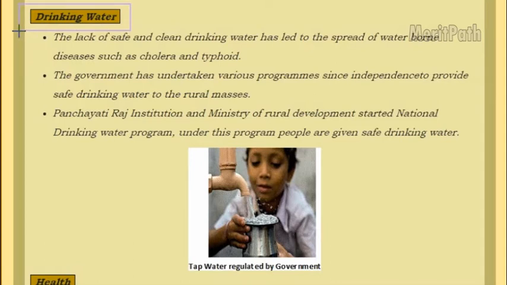Drinking water. The lack of safe and clean drinking water has led to the spread of waterborne diseases such as cholera and typhoid. The government has undertaken various programs since independence to provide safe drinking water to rural masses. Panchayati Raj Institution and Ministry of Rural Development started the National Drinking Water Program. Under this program, people are given safe drinking water. Here we can see the tap water regulated by the government.